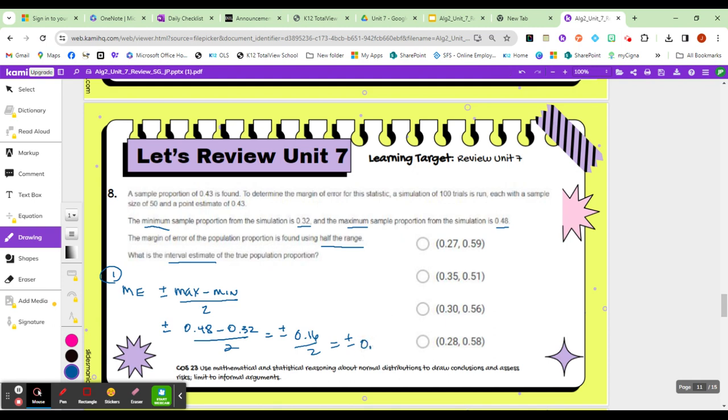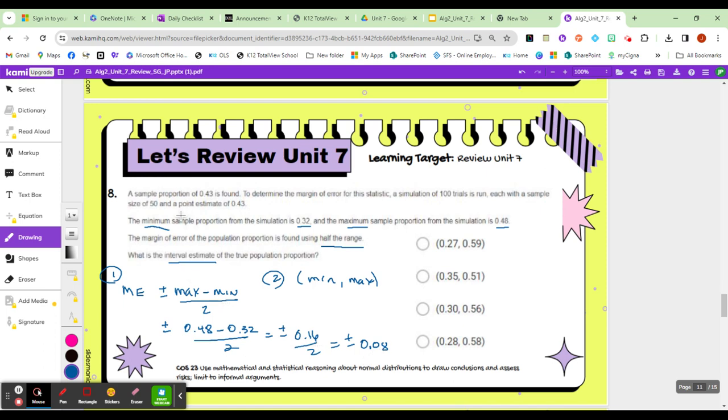They want 0.08. Let me write that down and then start talking. When I start talking, my brain goes out the window. Okay, they want the interval. So they want the min and the max. So I know that I can add 0.08 to the point estimate to get my max, and I know I can subtract 0.08 from the point estimate to get the min. I've just got to do that part. So I've got my margin of error. That's what I did first. So we got to go back and find the point estimate.